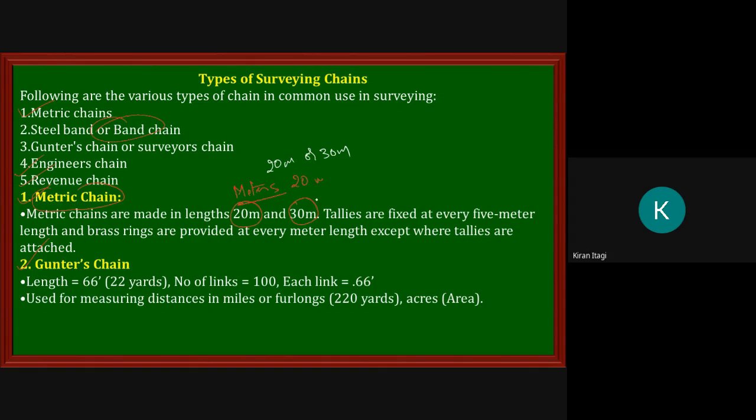The tallies are fixed at every 5 meters length. Brass rings are provided at every meter except where the tallies are attached. Suppose this is your chain. Each tally will be provided at 5 meters, and brass rings will be provided at every meter. Where the tally is present, brass rings will not be provided. Then, Gunter's chain. One thing I will explain a little bit more.